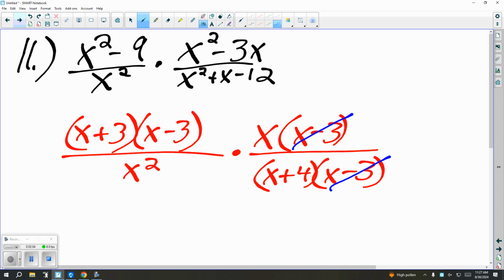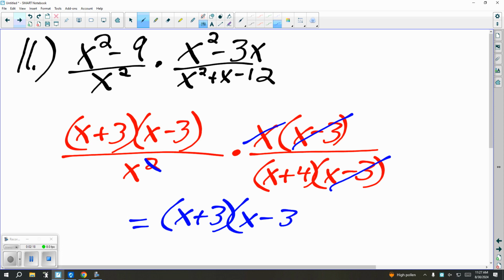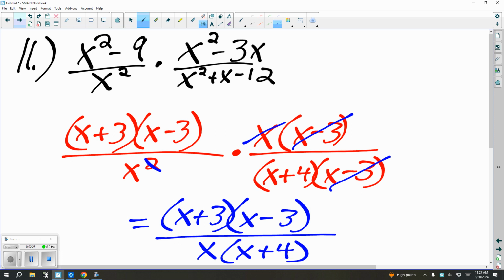Well, that was kind of lame-o, yeah? Oh, x with that. So then the top is just x plus 3 minus x minus 3. And then the bottom is just going to be an x and an x plus 4. That's how I did that one. All right. Number 12.